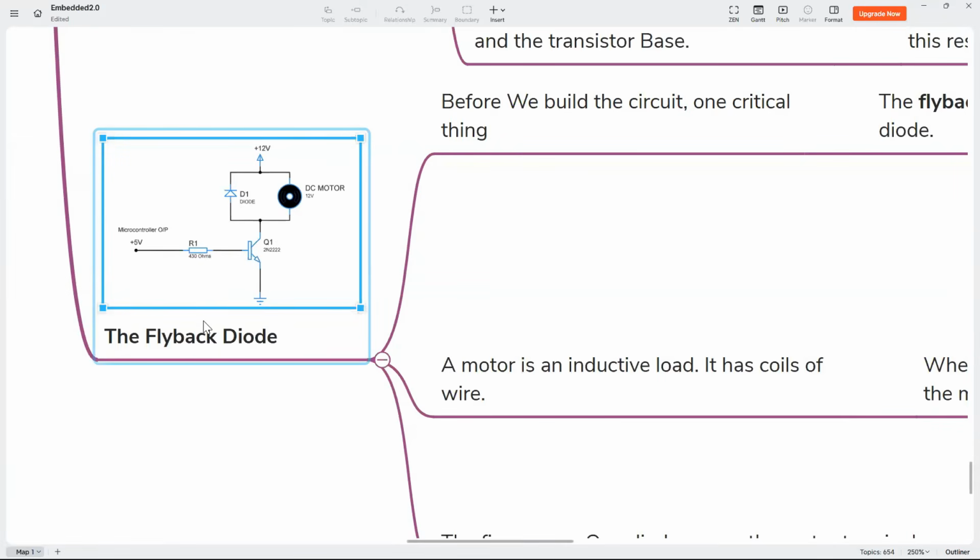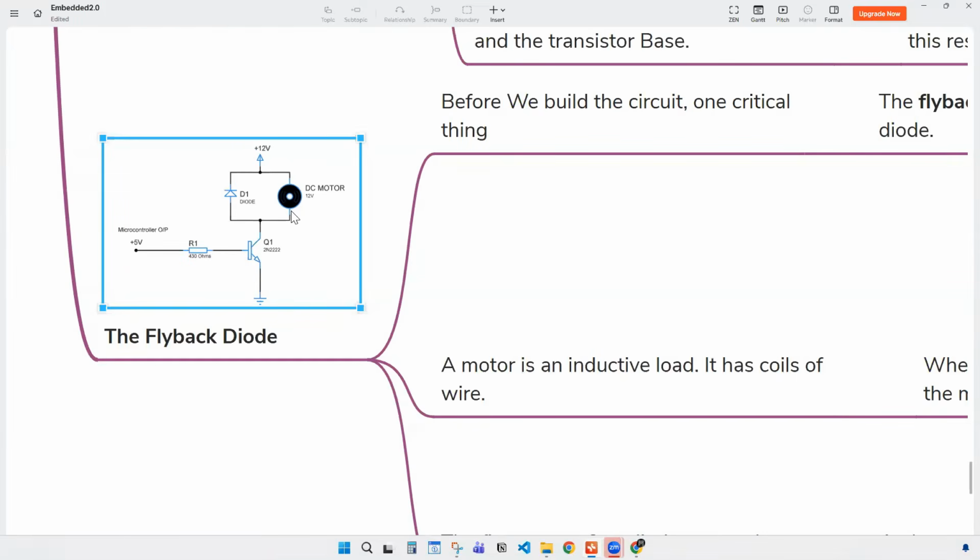So why is it needed and how is it helpful? Because of that back EMF: the diode allows electricity to flow in only one direction. So whenever something comes in the reverse direction, this diode is not going to allow that reverse electricity, so it protects the transistor. That's what it's all about.